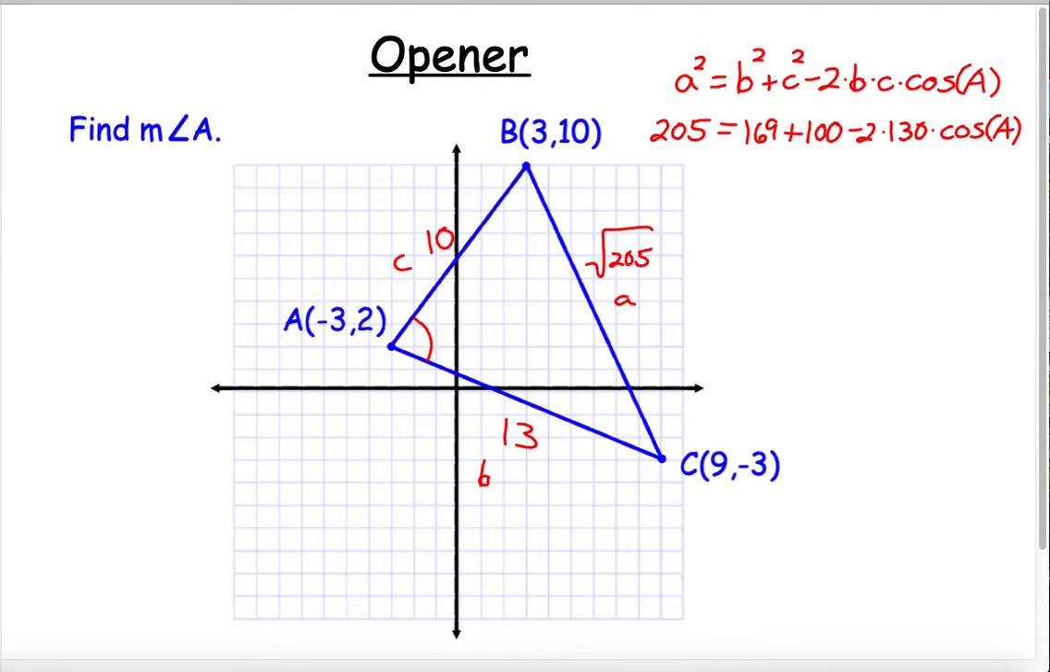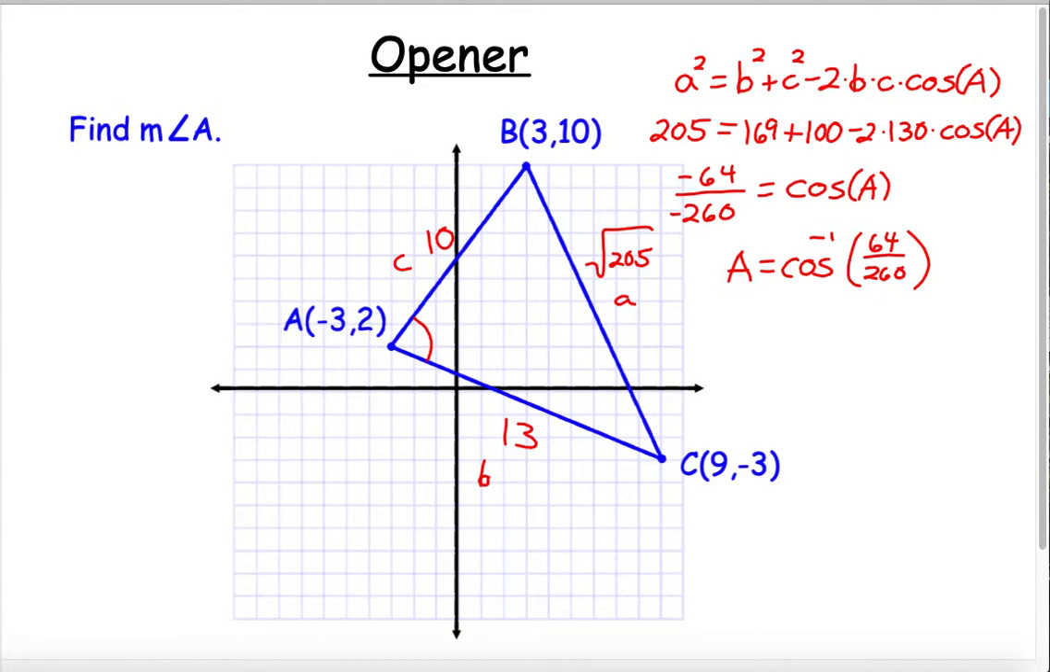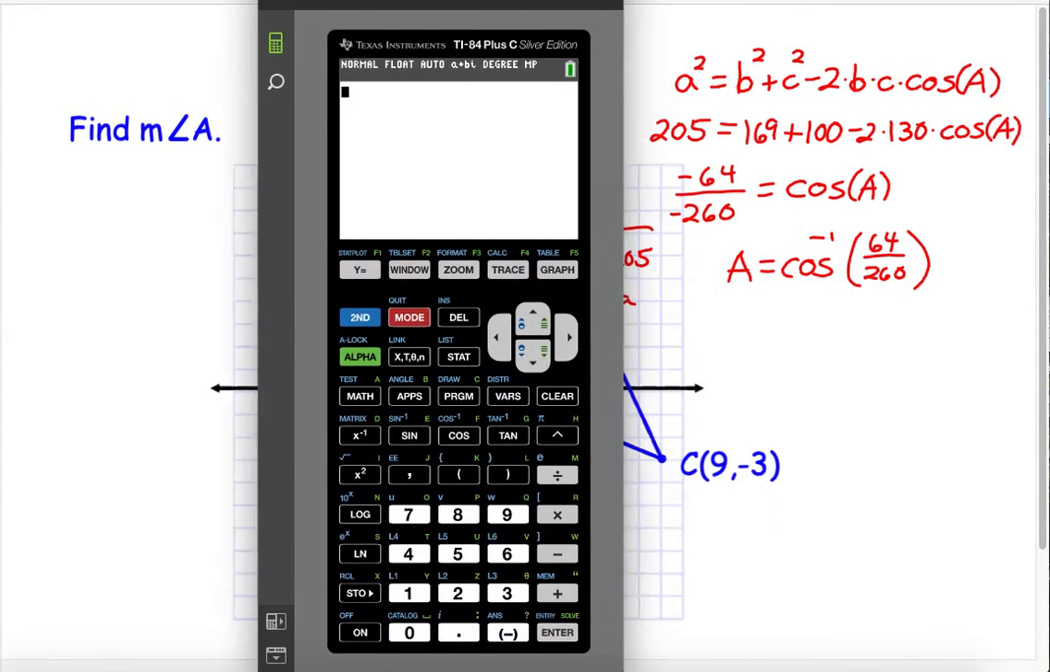And then you just have to isolate angle A. So we'll subtract 169 and 100. That's going to be 105, so a negative 64, I believe. And then we're going to have to divide that by the negative 260. And that will equal the cosine of angle A. So A is going to equal the inverse cosine of 64 over 260.